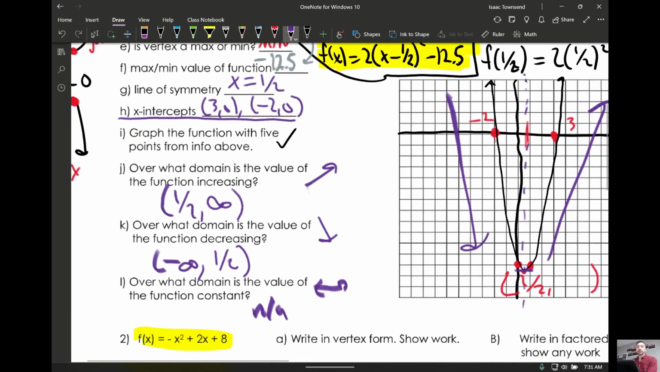Now one thing you may want to add to this is notice I didn't care how far down it went or how far up it went. What I cared about was when is it going up, when is it going down. So for these, make sure you're giving x values, not y values. We don't care what they're going up and down to, just when they're going up and down.